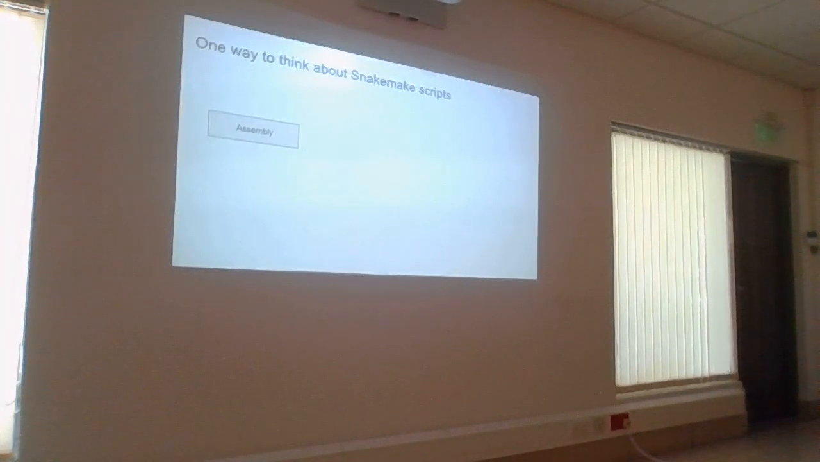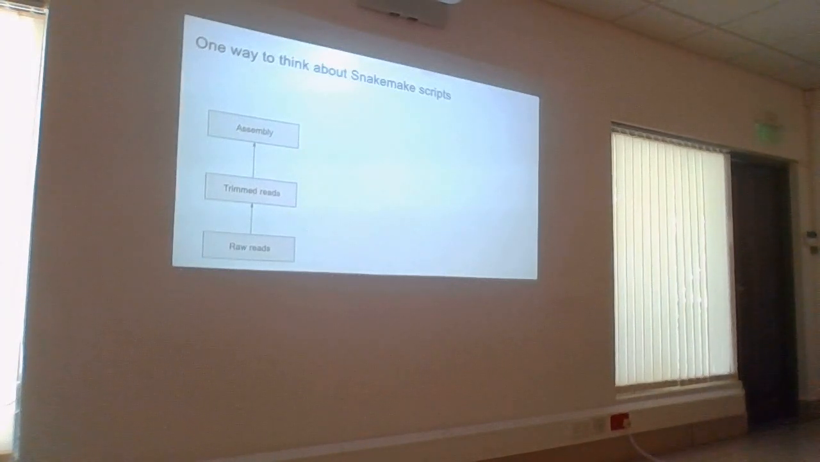So this is just laying this out again, because this is really the tricky thing about Snakemake. What's the last thing we want? We want a de novo assembly. What's the input for that de novo assembly? It's trimmed reads. What's the input for that? It's raw reads.